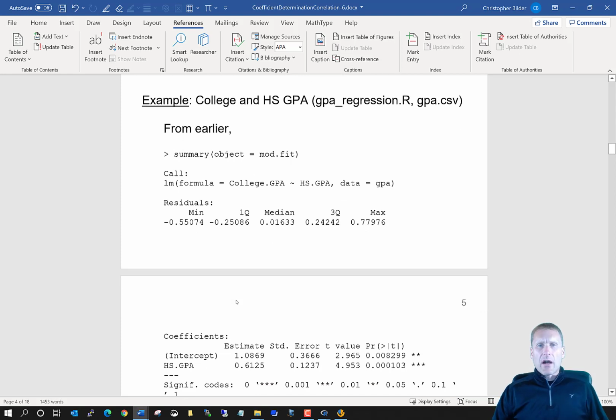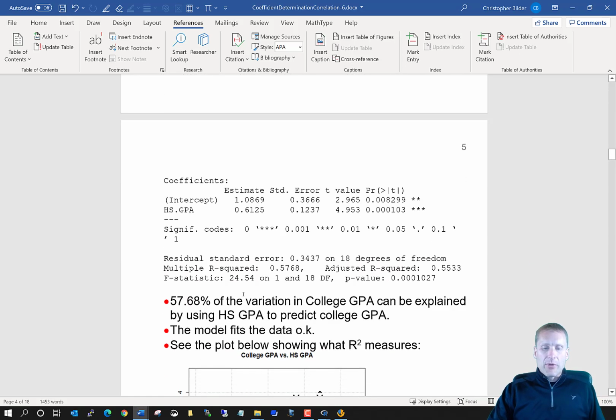Now, with respect to the college and high school GPA example, we've already estimated this model before. We put the results into mod.fit. We've looked at the summary of mod.fit before, and here's the corresponding output. The reason I have it here is I want to show you in the output where this R squared is located, 0.5768. And so what this means in terms of this problem is that about 58% of the variation in college GPA can now be explained by using high school GPA to predict it.